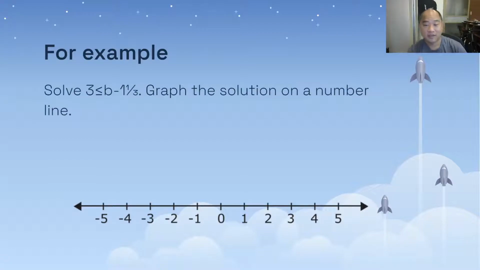Solve. 3 is less than or equal to b minus 1 1/3. Graph the solution on a number line. So here we would want to add 1 1/3 to both sides. Oops, 1 1/3. So that would be 4 1/3 is less than or equal to b. And then we would graph it. So 4 1/3 would be around right here.